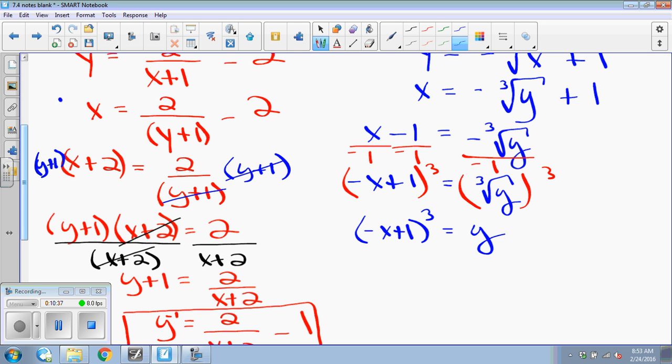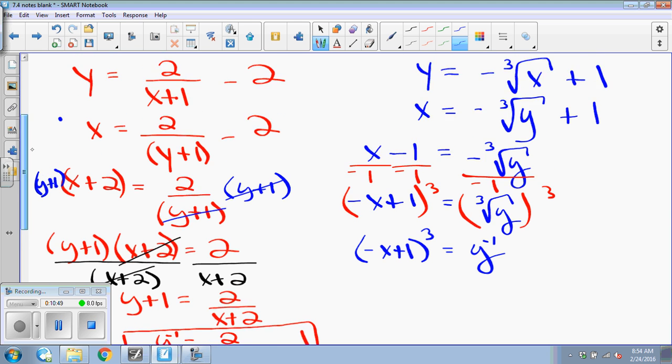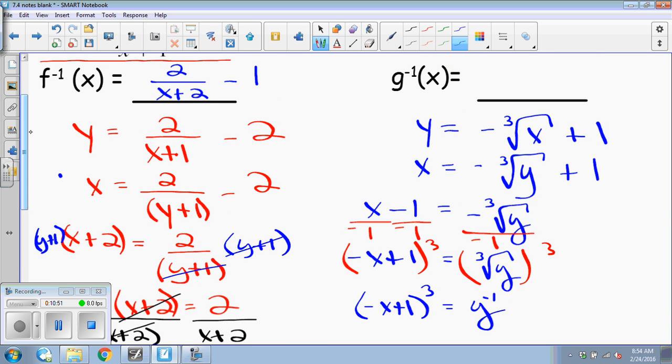So all I'm going to do next is fill in that blank at the top where it said y to the negative 1 of x. That's the inverse of y, because this is the inverse. It equals negative x plus 1 to the third power.